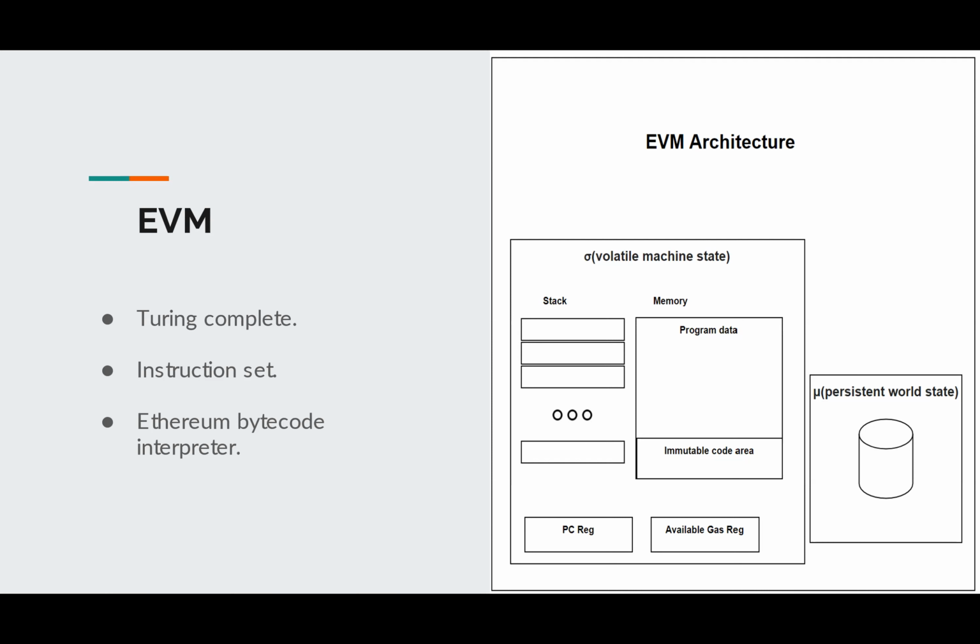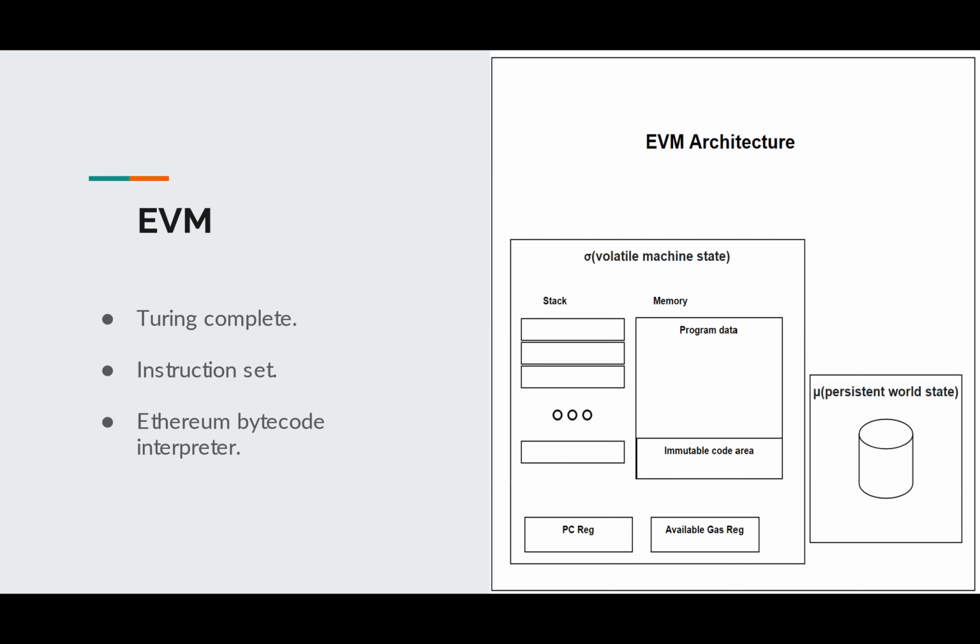It has two types of states. One of them is the persistent world state. In this state, it stores all information about both personal accounts and also smart contract accounts. It stores code information, balance information, and mutable data information for accounts.